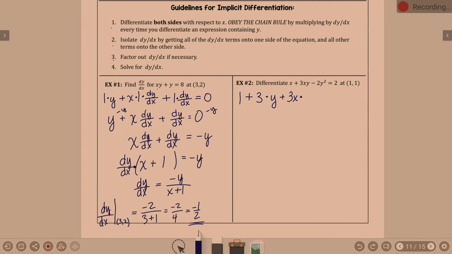What's the derivative of y? Now, are you okay if I just don't put the 1 and just put dy/dx? If it's something other than 1, obviously you have to put it, right? Minus, what's the derivative of 2y squared? 4y times dy/dx equals derivative of 2? 0. Because anytime you take the derivative of a y term, you multiply by dy/dx.